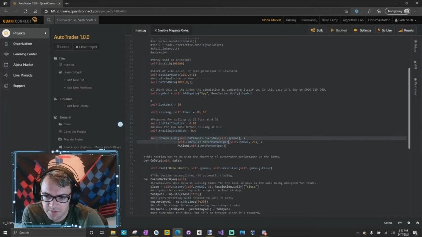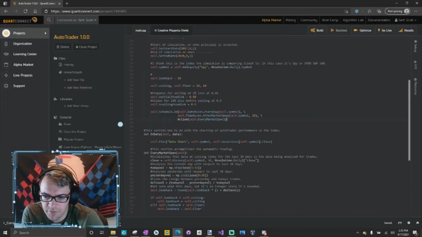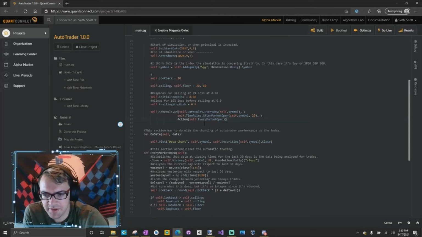Self schedule. This is part of the scheduling thing, but basically after market open, that's the over the 20 days. It's looking at day 10 in the last 10 days, the last 30 days. It looks at market open data for if it should sell or not.